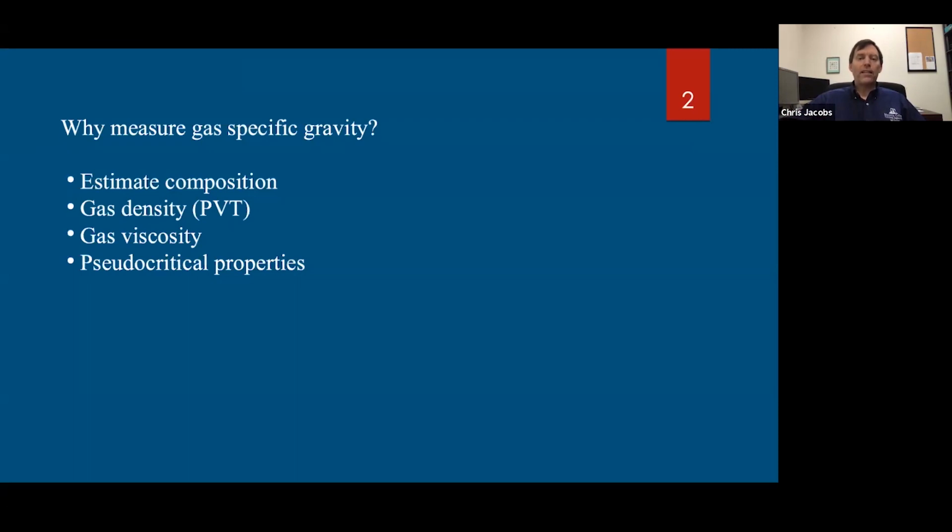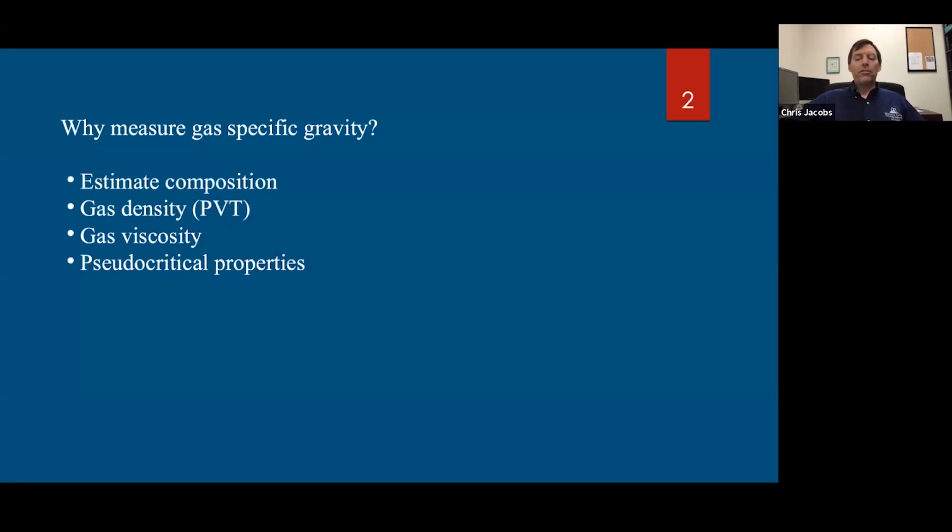Brown in 1948 developed a graph that can extrapolate these pseudocritical properties. This is an approximation when we know the specific gravity. Just as a reminder, the critical point is the point where the bubble curve meets the dew point curve. At that given pressure and temperature, the gas properties are identical to the liquid properties. So if we know the pseudocritical properties, then basically it's the critical properties for a gas mixture.